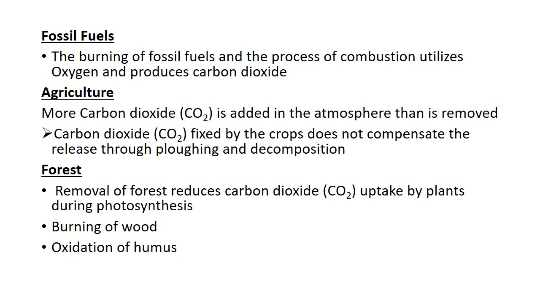through plowing and decomposition. Similarly, removal of the forest reduces carbon dioxide uptake by the plants during photosynthesis, and burning of the wood and oxidation of the humus adds more carbon dioxide to the atmosphere, thereby disturbing the balance of the percentages of oxygen and carbon dioxide in the atmosphere.